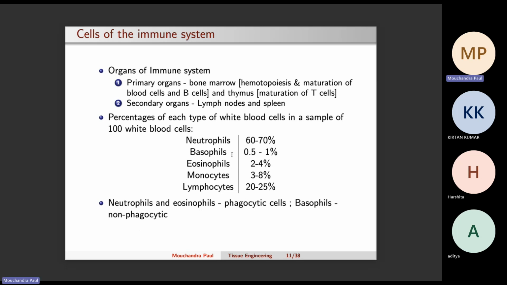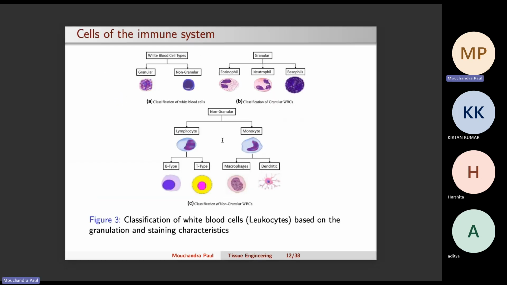So among these cells, what are the phagocytic cells that I previously discussed? These are the neutrophils, monocytes, then eosinophils. I should have written monocytes as well. These three cell types are the phagocytic cells, meaning they can do the process of phagocytosis. Whereas basophils are not phagocytic. Also lymphocytes cannot phagocytose. So this is how the percentages look.